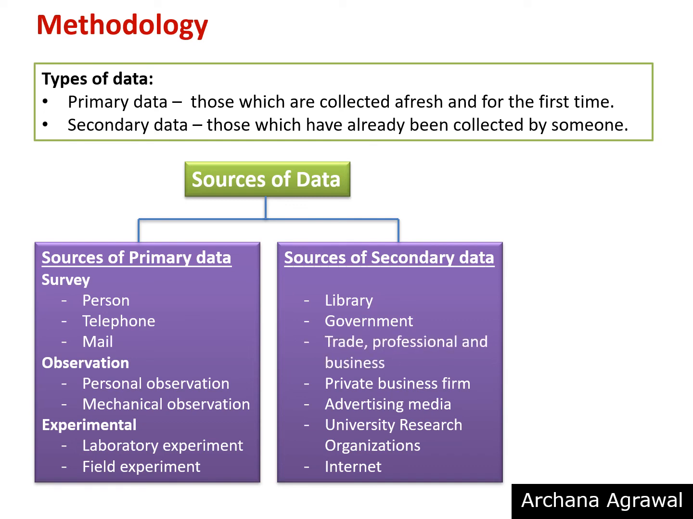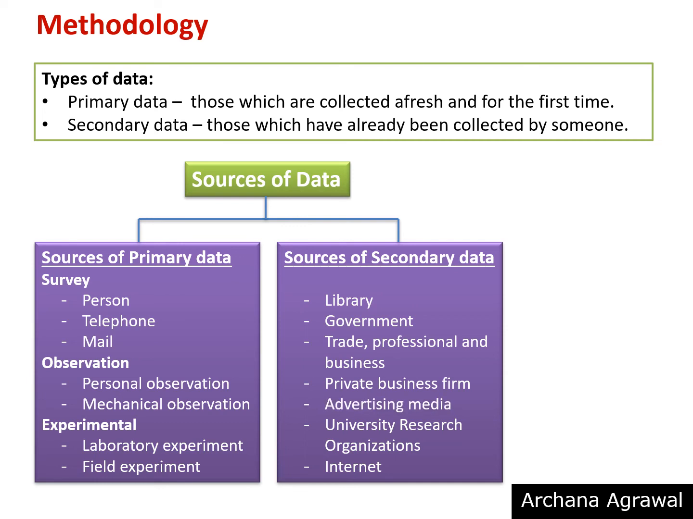Trade, professional and business associations also give information about their activities through different kinds of publications. Some business organizations have their own library. Private business firms collect important data. For example, a local publisher has almost all the information of the local people, like their addresses, phone numbers, estimated income, purchase habits, etc.